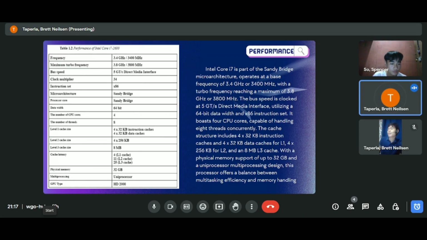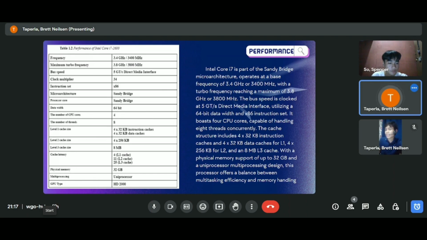The bus speed is clocked at 5 GT/s, Direct Media Interface, utilizing a 64-bit data width with an x86 instruction set or microarchitecture instruction set. It boasts four CPU cores capable of handling eight threads concurrently.